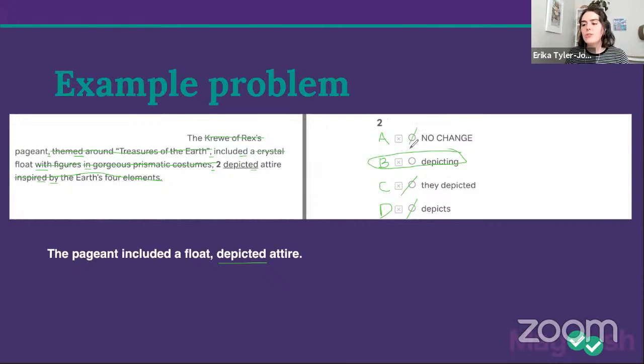The pageant included a float depicting attire. Okay, so it's descriptive. It's describing, actually, technically, the costumes, something we've already cut out, but that is the one that creates a full sentence. The answer is B. So it still wasn't a perfect 100%, but we had more than double the amount of people picking the correct answer now that we've broken it down.